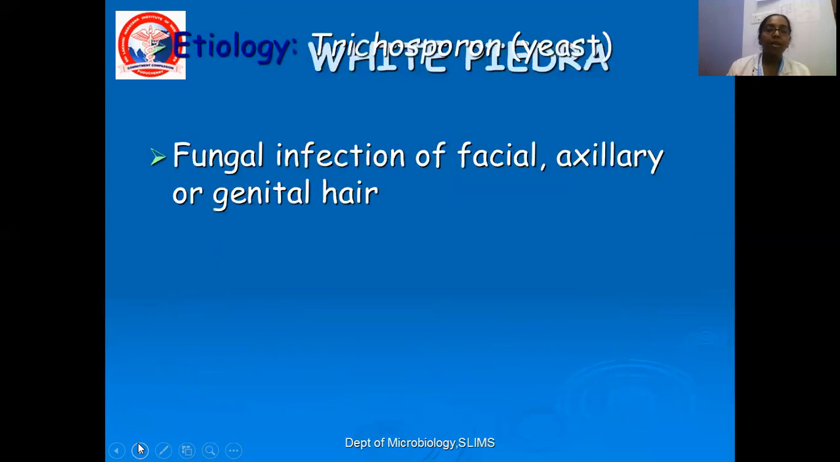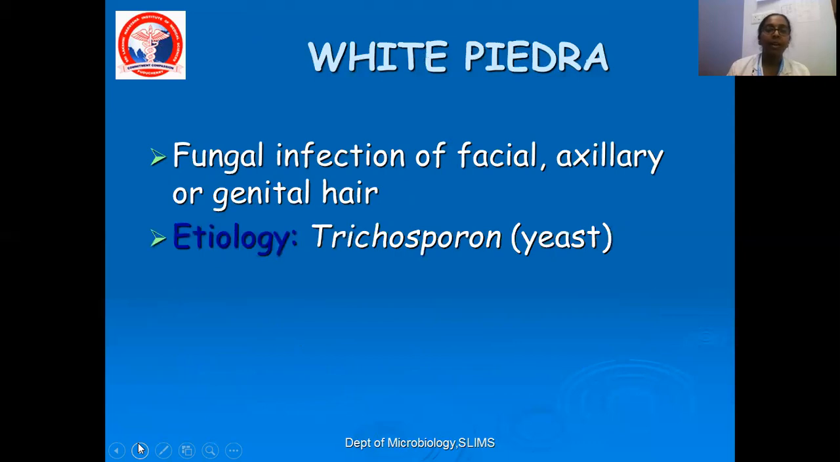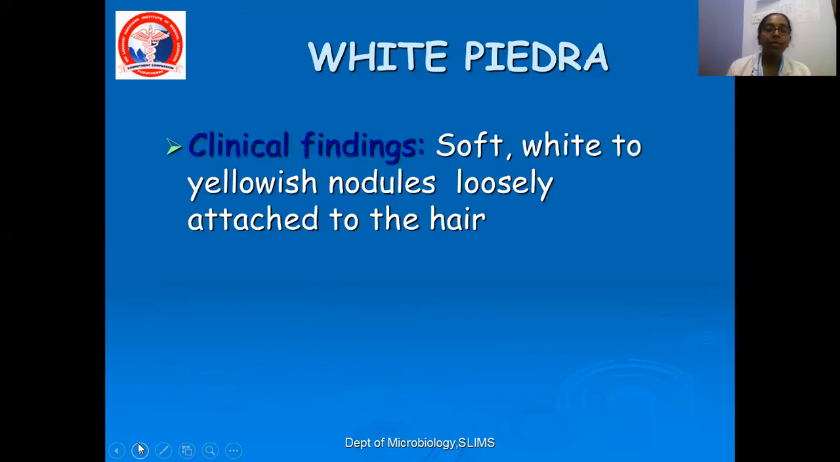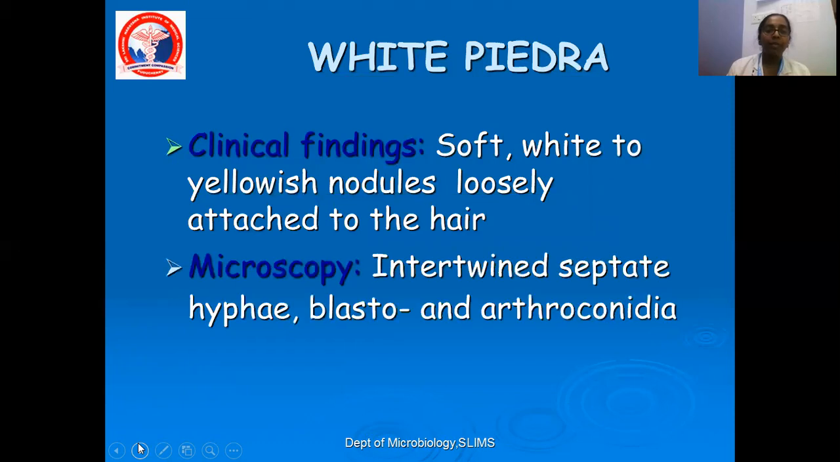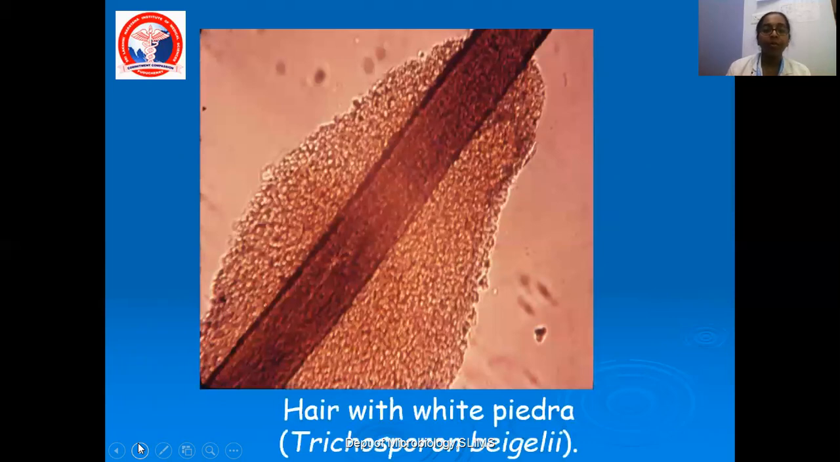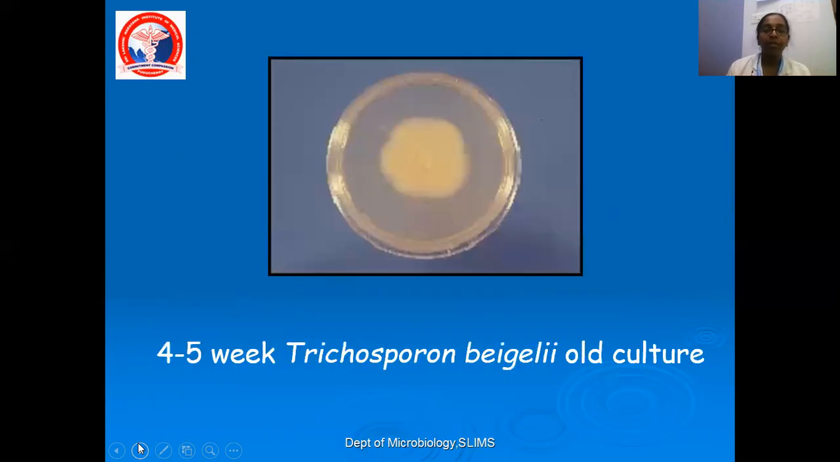White piedra is a fungal infection of the facial, axillary, or genital hair. It is caused by Trichosporon. You can see yellowish nodules loosely attached to the hair. In microscopy, we can see septate hyphae, blastoconidia, and arthroconidia. Azoles are the topical treatment used. This is white piedra caused by Trichosporon beigelii. This is a culture of Trichosporon beigelii.